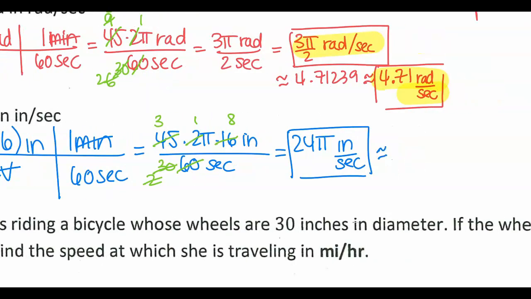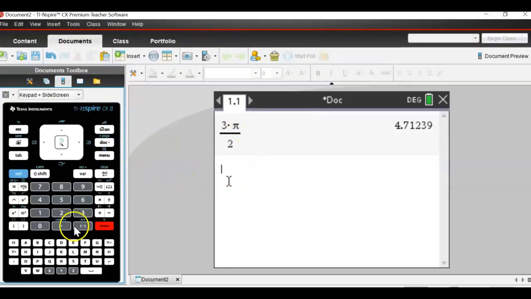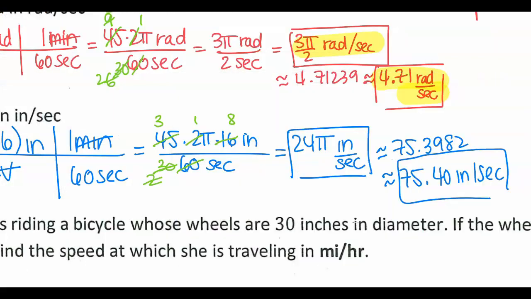Just like we did before, I'm going to get my calculator out and put this in my calculator to see what 24 pi is going to be. Again, it doesn't need to be in degrees or radians. It doesn't matter. So just plug it in. We have 24 pi, and that's going to give you 75.3982, which is approximately 75.40 inches per second. All I'm doing is rounding it to the nearest tenths or hundredths place, so 2 decimal places. This would be your answer.